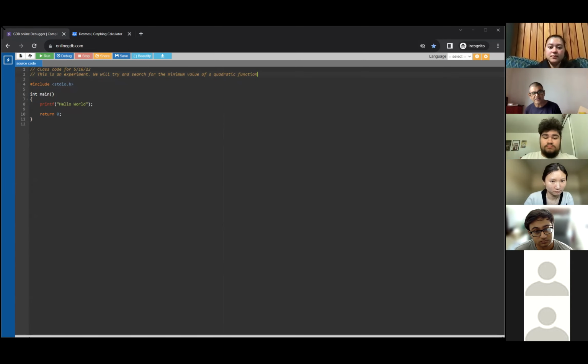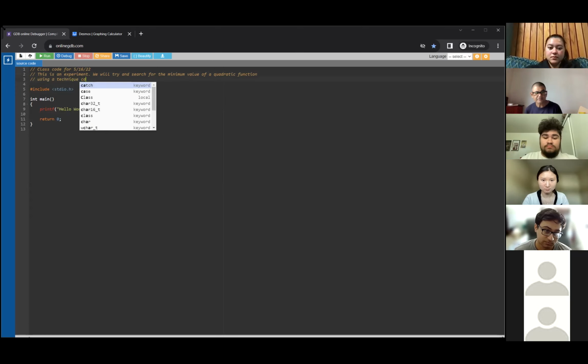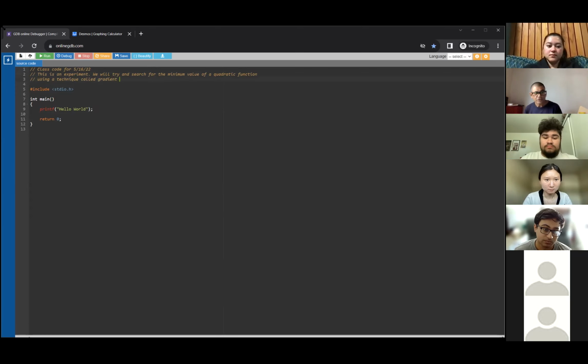using, on the next line, using a technique called gradient descent, which is just a fancy way of saying descend the slope, right? Descend the slope. D-E-S-C-E-N-D, descend the slope. Okay, so that's what we're going to do.